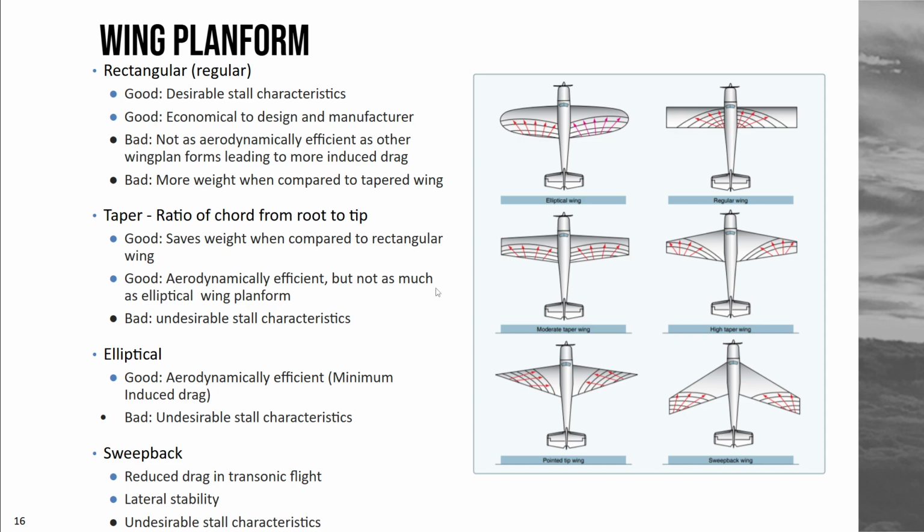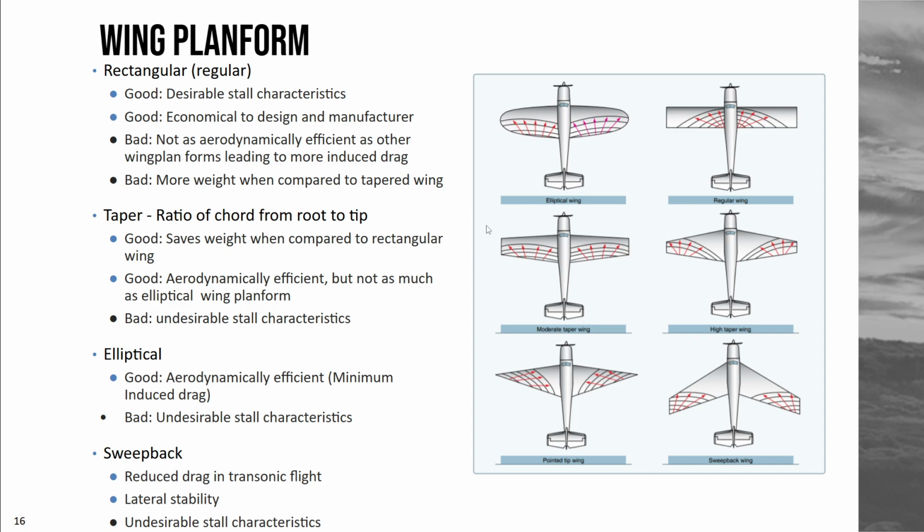It's aerodynamically efficient, but not as much as an elliptical, but more aerodynamically efficient than a regular wing. The bad is it doesn't have as desirable stall characteristics as this regular wing. If I take this moderate tapered wing, it's not stalling from the root, it's stalling from the back of the wing. Or on a high tapered wing, it's almost stalling at the wingtips.